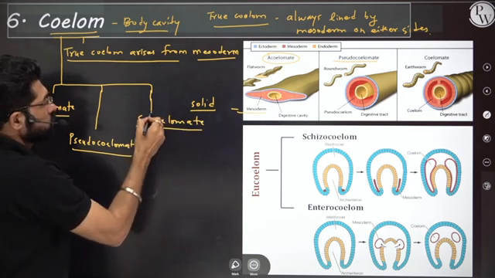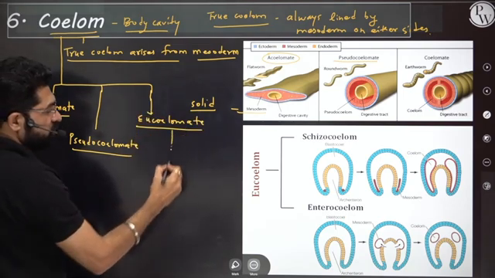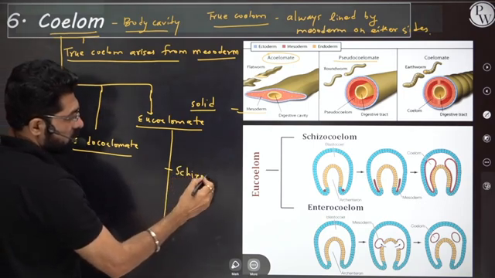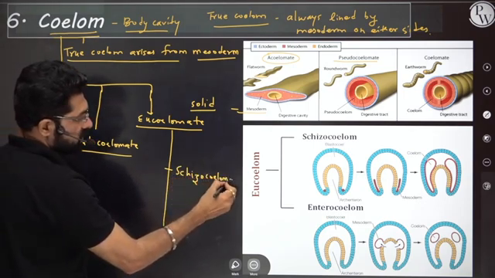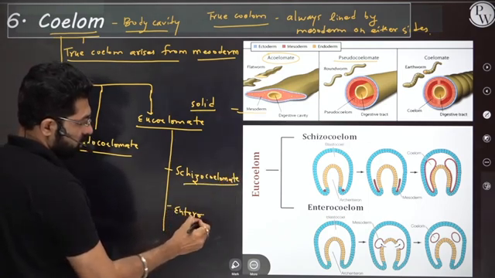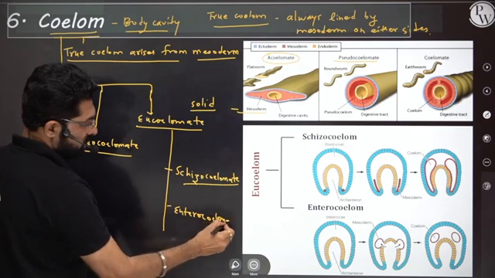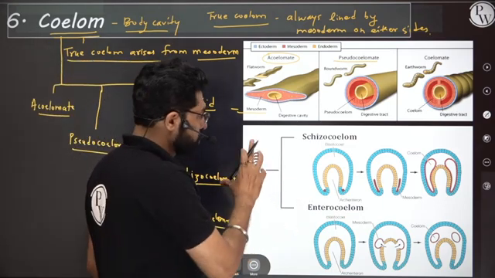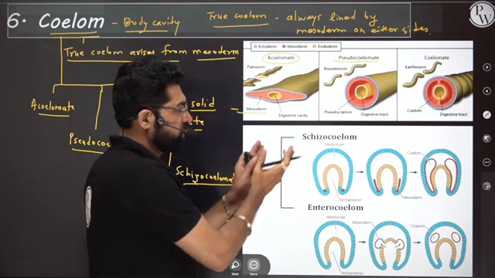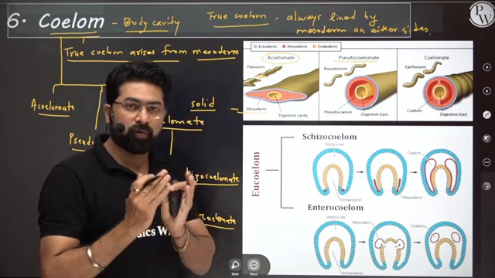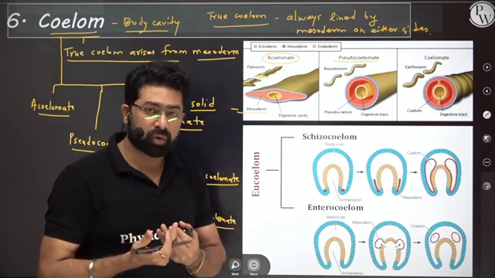Now these eucoelomates, having true coelom, can be further of two types. One is schizocoelomate, which is not given in NCERT but is still a point you should know, and the other is enterocoelomate. It will take hardly a minute to understand this. The true coelom, that is eucoelom, is further classified into schizocoelom and enterocoelom. So what is schizocoelom and what is enterocoelom?